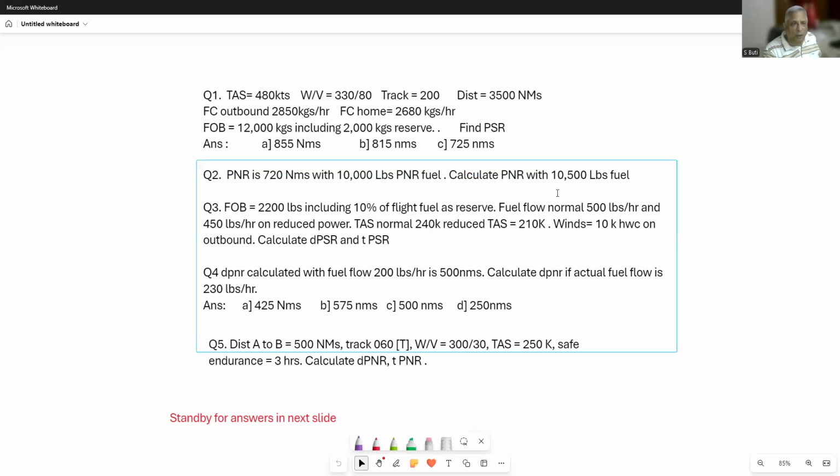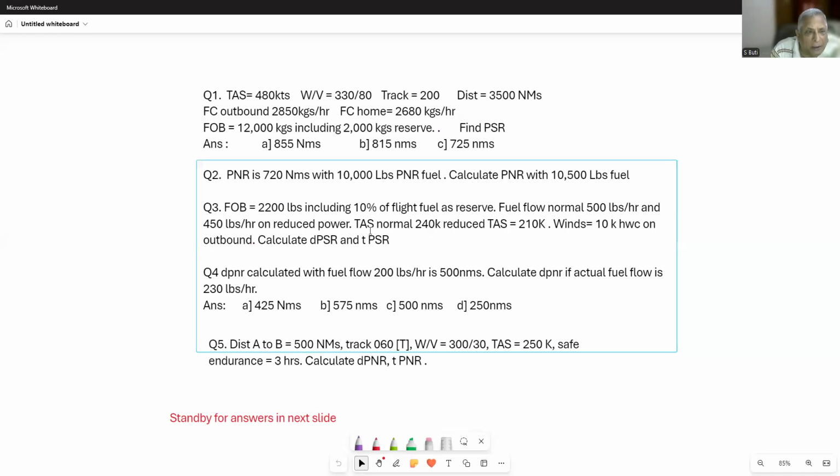Question number 2. PNR fuel has increased. Find out by what percentage. Increase your distance by the same percentage. And question number 4 is similar. He says fuel consumption was 200, but actual is more. So how much percentage more? That much percentage less will be your new PNR.